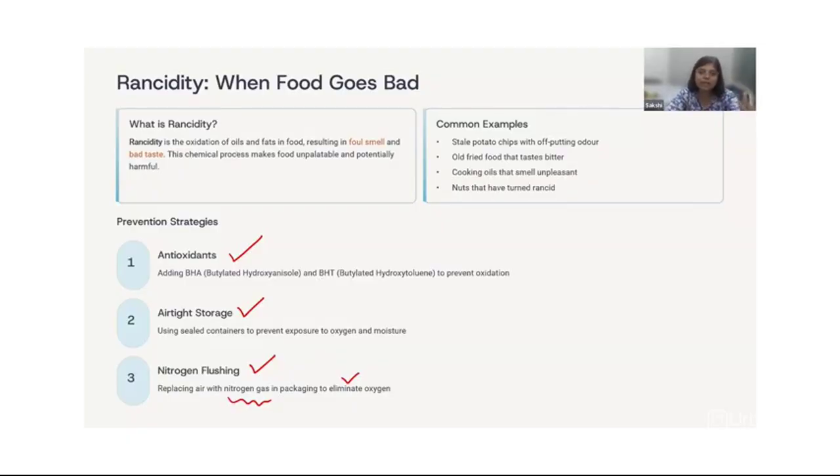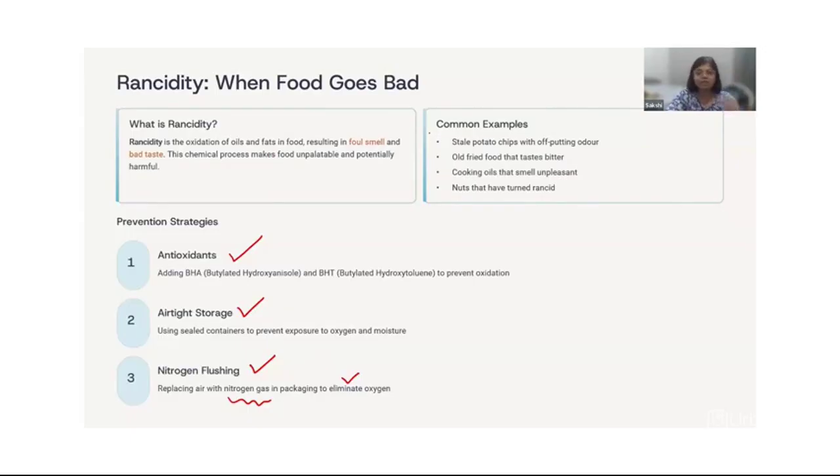Basically, what is happening? Your chips and the food have oil and fats, right? So the oil and fats get oxidized, that is what results in foul smell, right? And the bad taste. Okay, and it can also make your food harmful. Over a period of time, the food becomes harmful, so we should not eat that stale food, right?